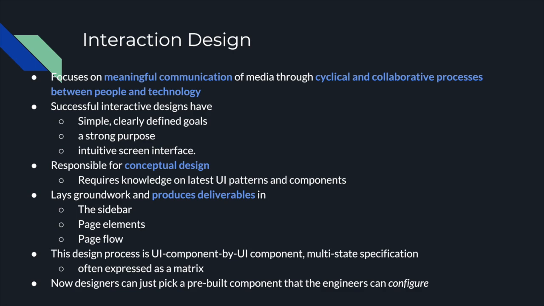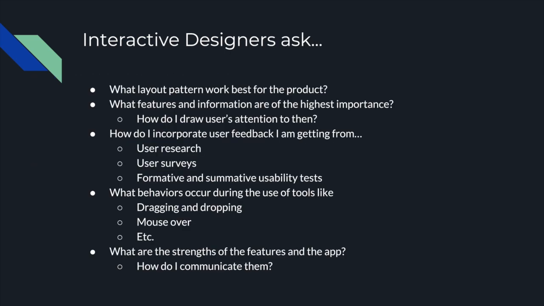They lay the groundwork and produce the deliverables in the sidebars, the page elements, and the page flow. This design process is UI component by UI component, multi-state specifications, and this is often expressed as a matrix. So now designers can pick a pre-built component that engineers can configure, so their job can be focused in other areas. The interaction designers ask, what layout pattern works best for the product?